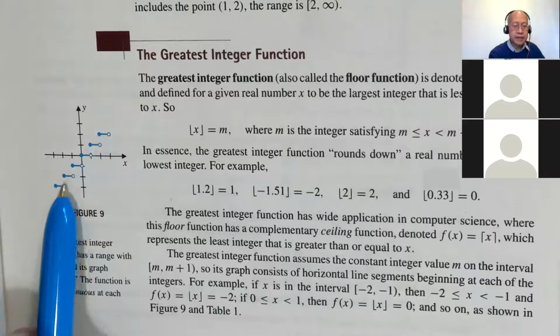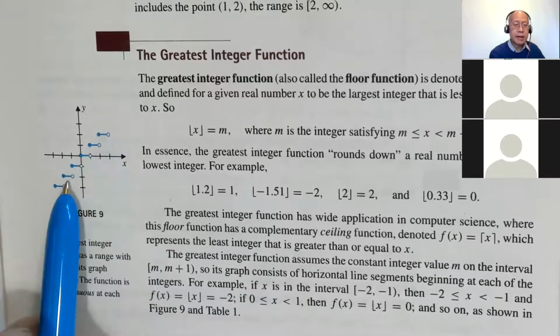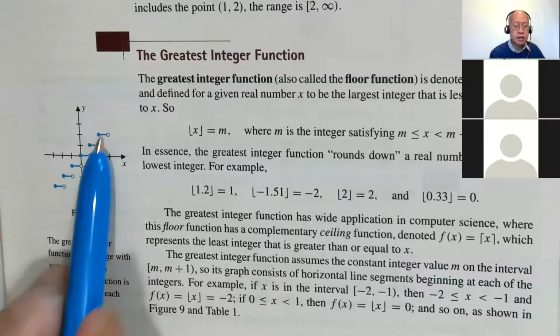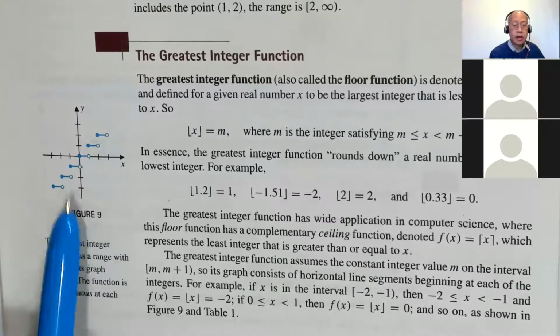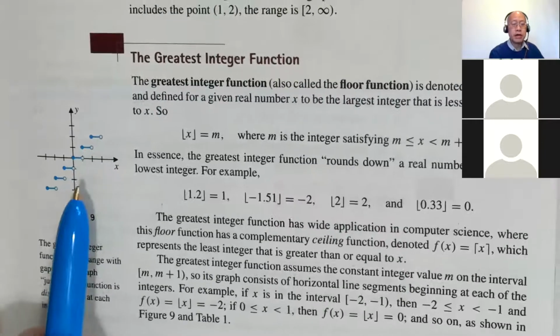And this is what the graph looks like. Okay. Sometimes called a step function. As you can see, it looks like I'm going up steps. And so on. And again, if you want to put this on your cheat sheet, you may.